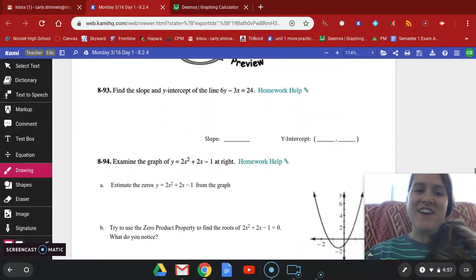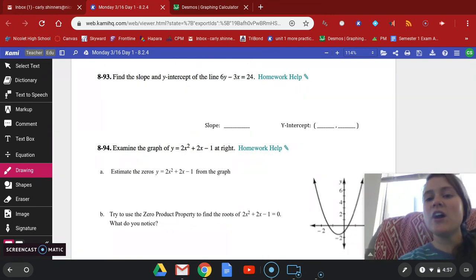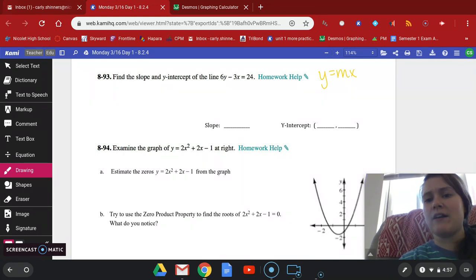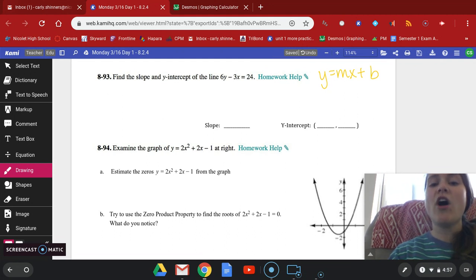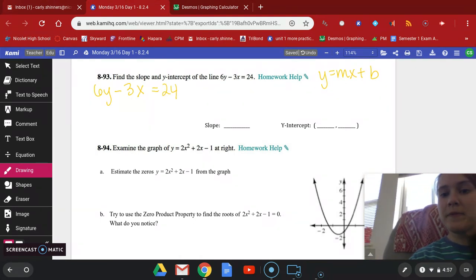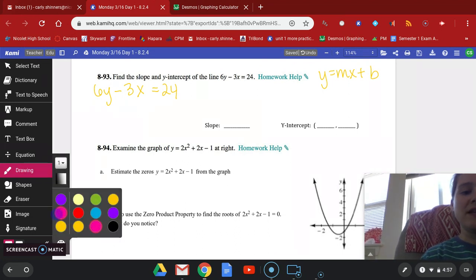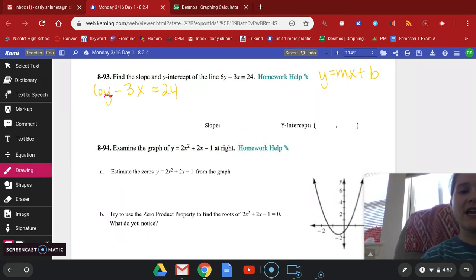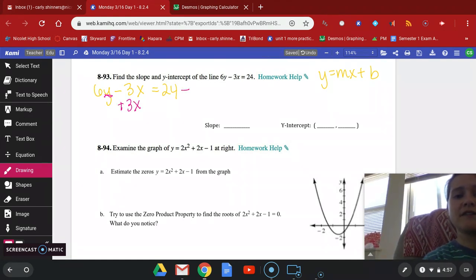893 wants us to find the slope and the y-intercept of the line. Alrighty. Well, what's our usual equation for a line? y equals mx plus b. So I need to first solve for y in order to figure out what is my slope and what is my y-intercept. So solving for y means I get y by itself. So let's kick off this -3x. What's the opposite of a -3x? It's a plus 3x. So that goes away.